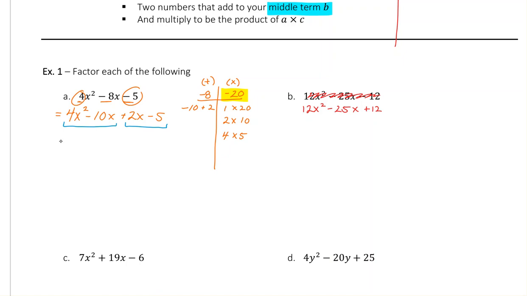And then what we do here is we common factor. Same thing as last time. Well, what is common amongst 4x squared and negative 10x? The greatest constant that you can factor out is 2, and you can also factor out x. If you factor out 2x from 4x squared, what are you left with? 2x. If you factor out 2x from negative 10x, you're left with just negative 5.